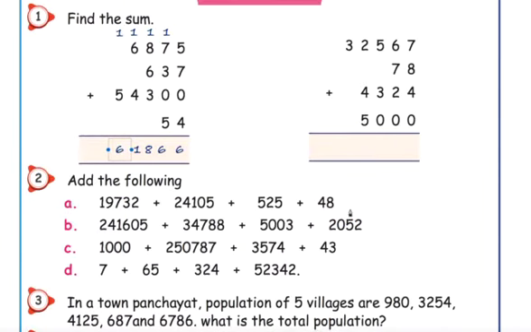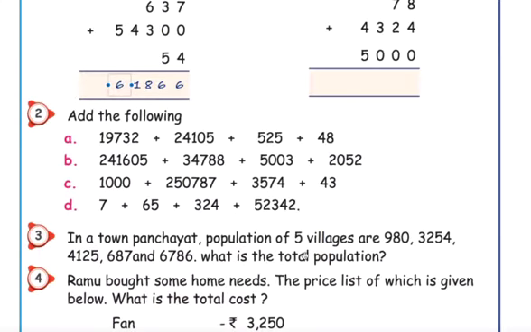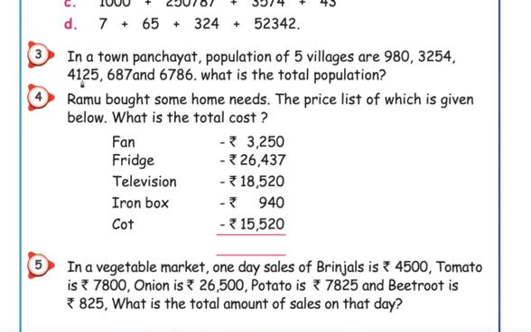Now do all the four also. I did it for one, right? You have to do the remaining ones. In a town panchayat, the populations of 5 villages are given like this. What is the total population? This is also a sum, you add them up.